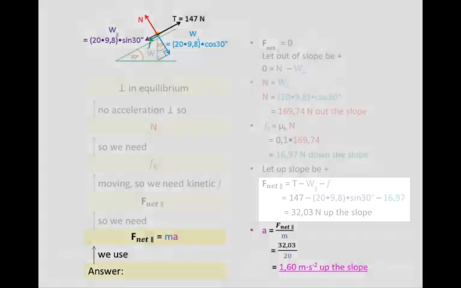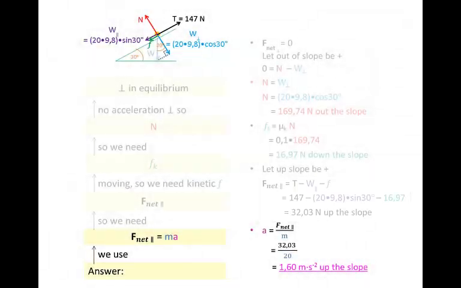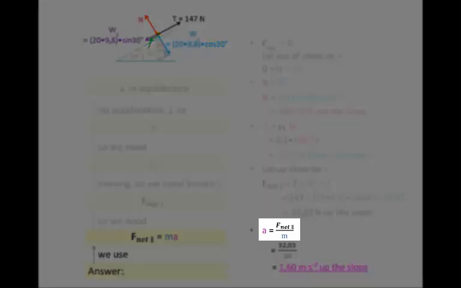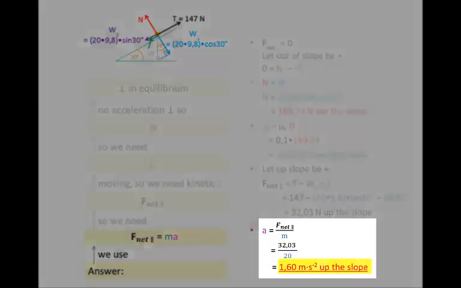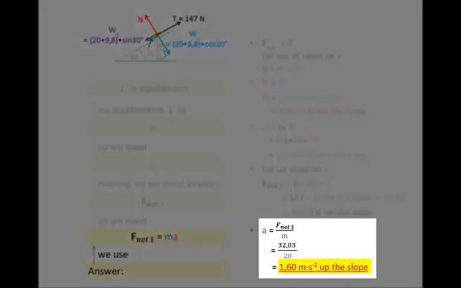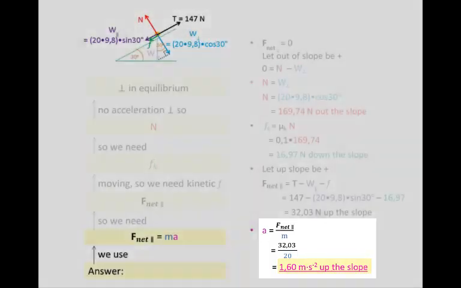And this object accelerates under the influence of this net force. And so we can calculate what the magnitude of that acceleration is by dividing F net parallel by the mass of the object, which is 20 kilograms. And that gives us an answer of 1,60 meters per second squared. And we know that the direction of the acceleration must be the same as the direction of the net force, which was up the slope, so the acceleration here is also up the slope. This is our final answer that we were asked to calculate, so we underline it.